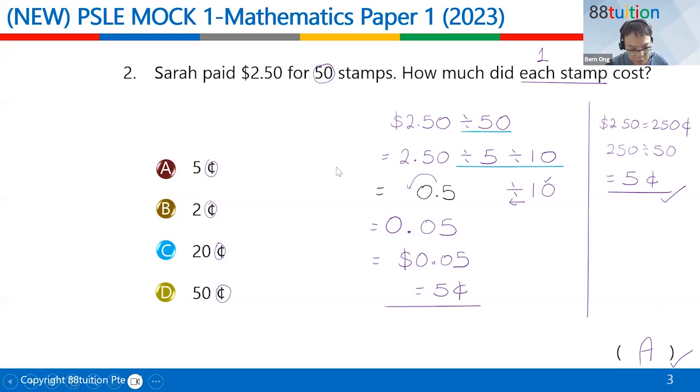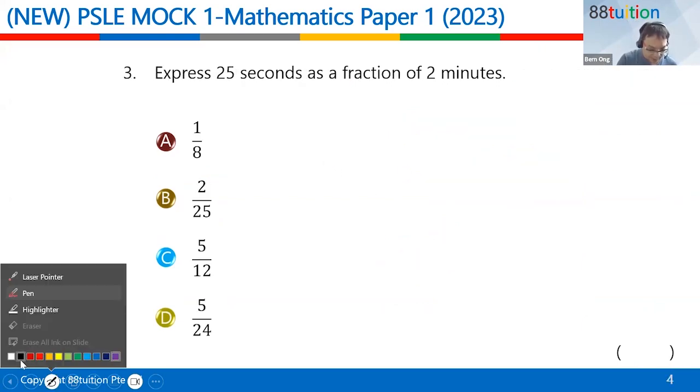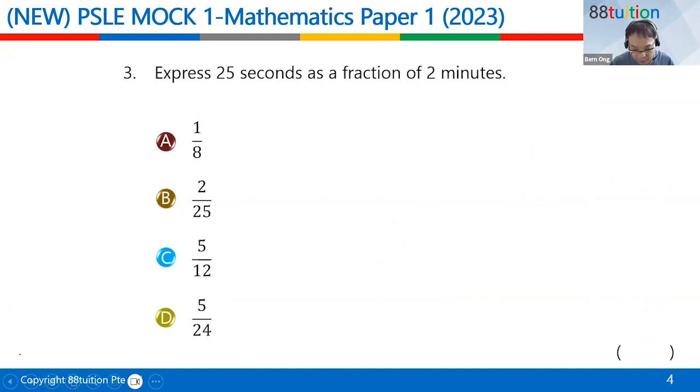All right. Next question, question 3. Express 25 seconds as a fraction of 2 minutes. This is our question, right? As a fraction means what? Fraction means what? You must have the divide line, right? You must have this line. So express 25 seconds as a fraction of 2 minutes, right?